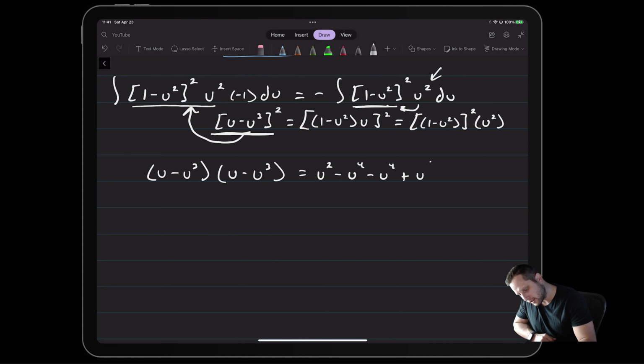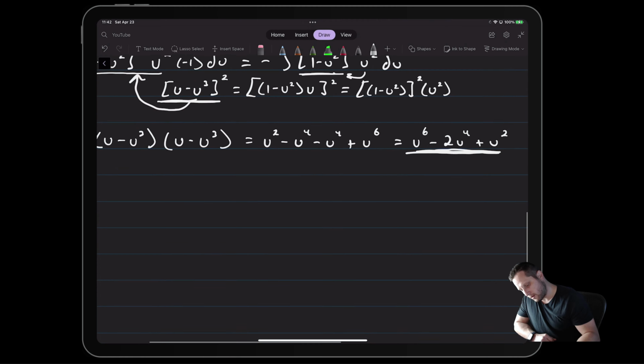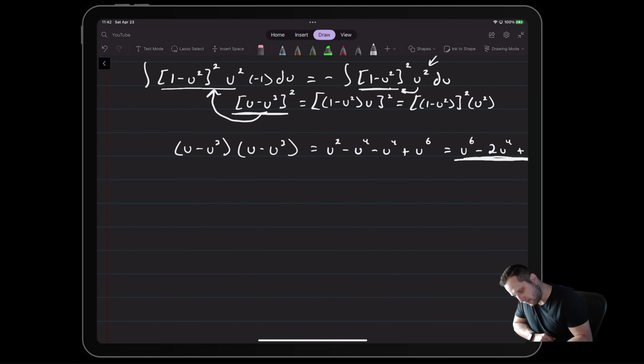3 plus 3 is 6, which is equal to, in descending order of exponents, u to the sixth minus 2u to the fourth plus u squared. So this will be our new integrand term, right? So let's go ahead and write that integral again. So don't forget this negative that we have here.